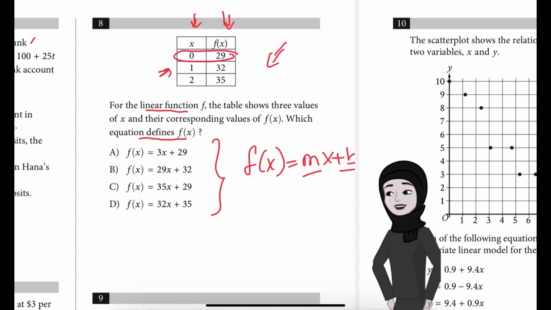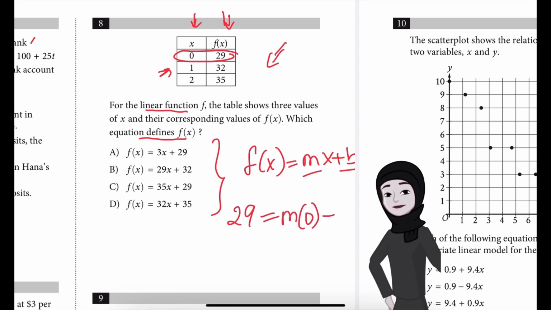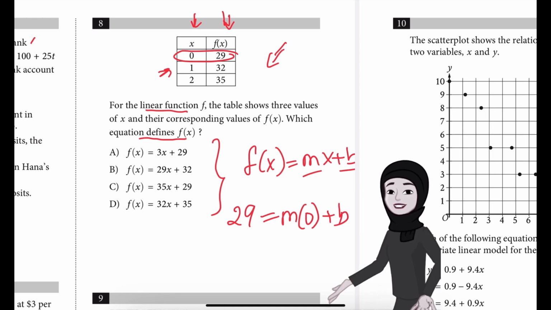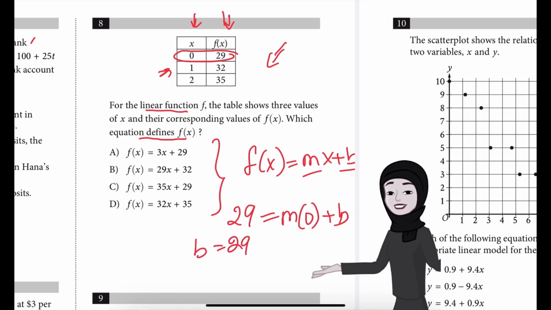So the easiest one would be to first use x is 0 and f of x as 29. So we will plug that in, or substitute that. So 29 is equal to m times 0 plus b. So this is the easiest way to calculate b. If we know the value at x is equal to 0, it's very easy to figure out b, or in other words the y-intercept of the line. So b is equal to 29. So we figured out 29.